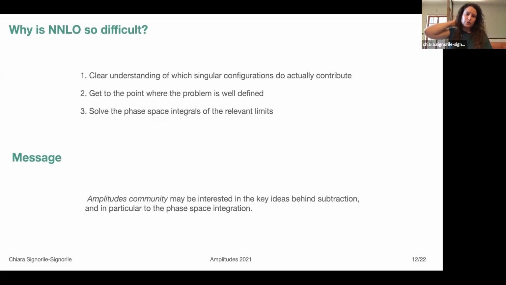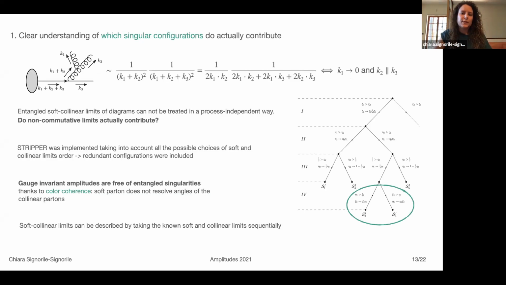So, giving a short answer, why is NNLO difficult? Well, the point is that we have to have a clear understanding of which singular configurations actually contribute. We have to get to the point where the problem is really well defined. And finally, we need to solve these phase space integrals that are definitely non-trivial. So let me start with the beginning.